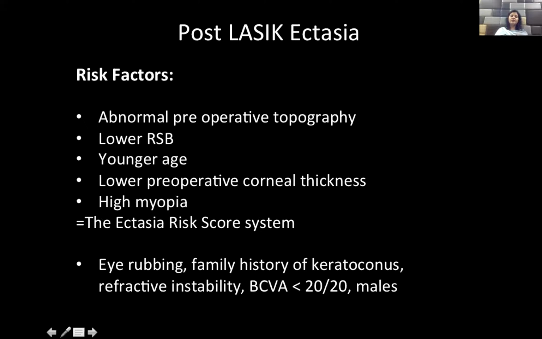The important thing is to remember the risk factors as a LASIK surgeon. There are classical five risk factors which are mentioned here, and they form the ectasia risk score system. There's a tabulation, and you can put the risk factors there and tell whether this patient has a low risk or a high risk for post-LASIK ectasia. If you have an abnormal preoperative topography, like an asymmetric bow tie or skewed radial axis, then if you have a lower residual stromal bed.